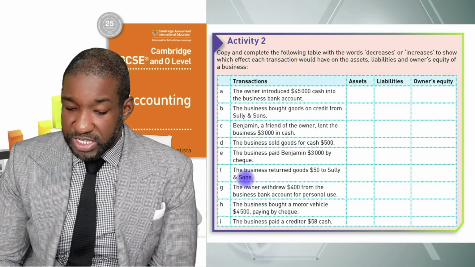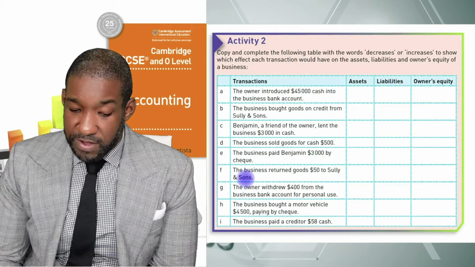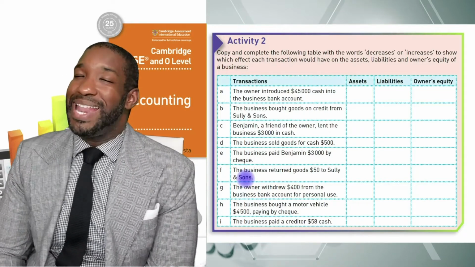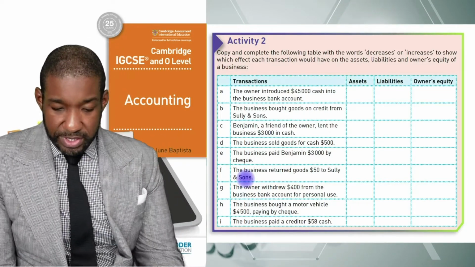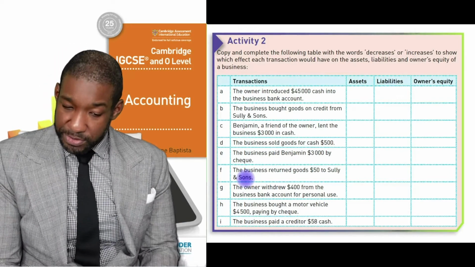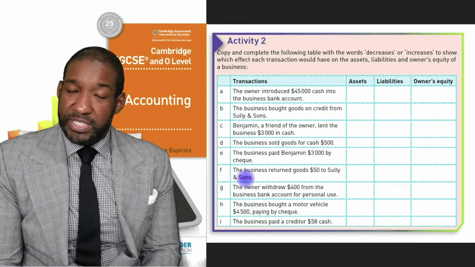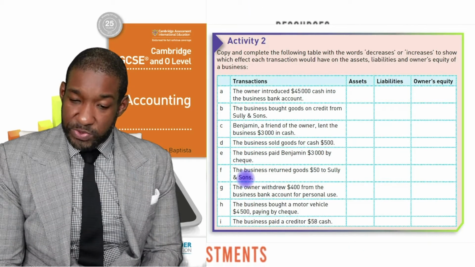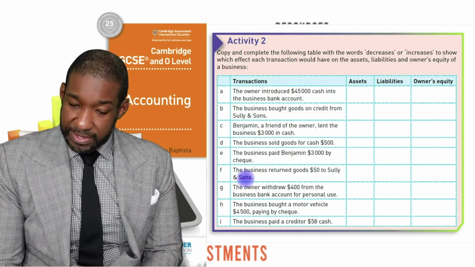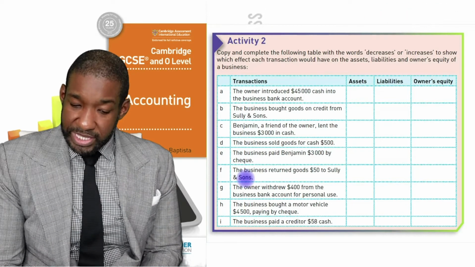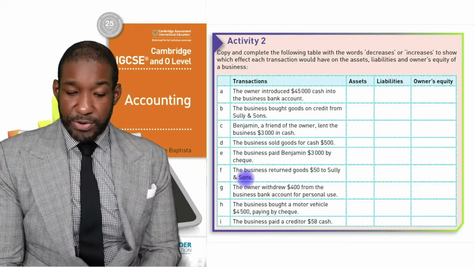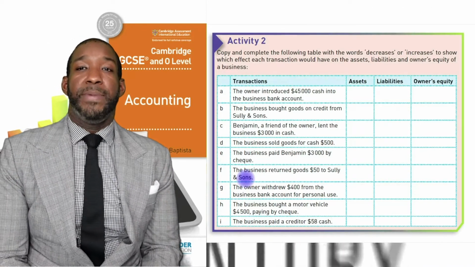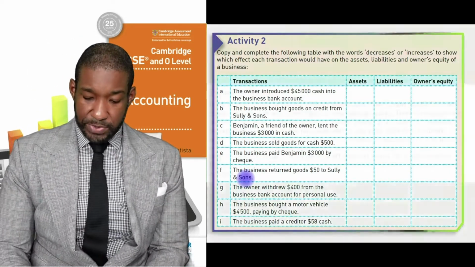Letter H, the business bought a motor vehicle, $4,500, paying by check. The motor vehicle is something that now the business owns because the business bought it, not the owner. The business bought it, and the business paid by check. So what does that do to assets? What does that do to liabilities? What does that do to owner's equity, if anything? And finally, letter I, the business paid a creditor $58 in cash. What does that do to assets, liabilities, and owner's equity?